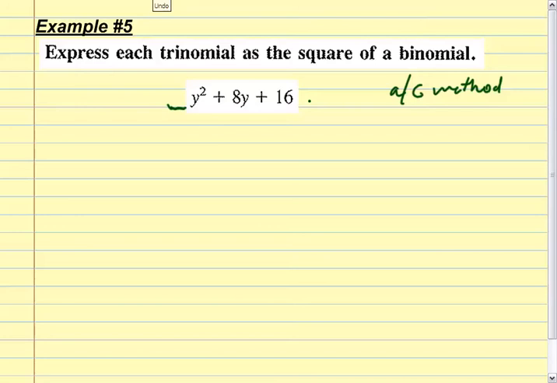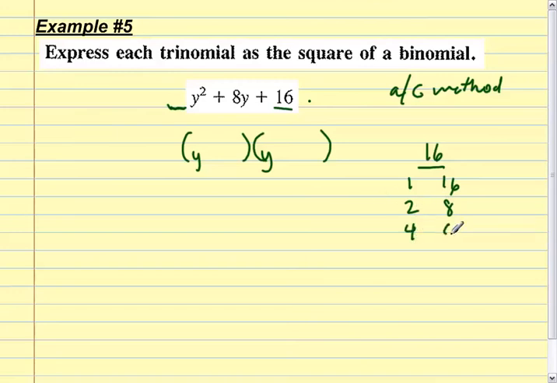So I know it's going to look like this. There's going to be a y here and a y here. Then I take the back number here and I factor it. 1 and 16, 2 and 8, 4 and 4. And once these two numbers are equal, or once you get to this bottom number, you can stop looking for factors now.